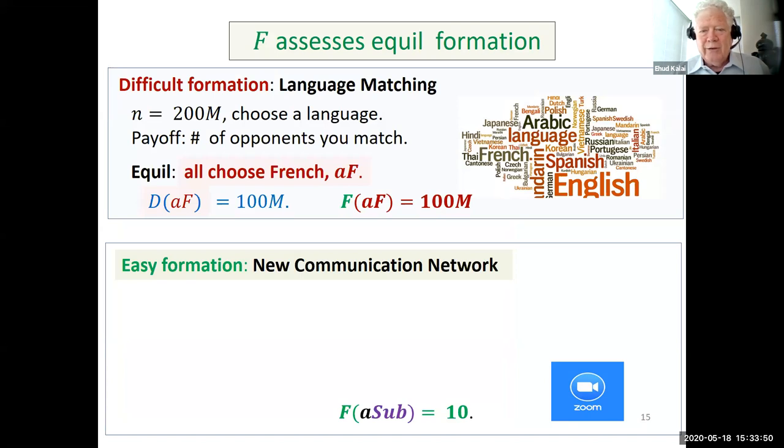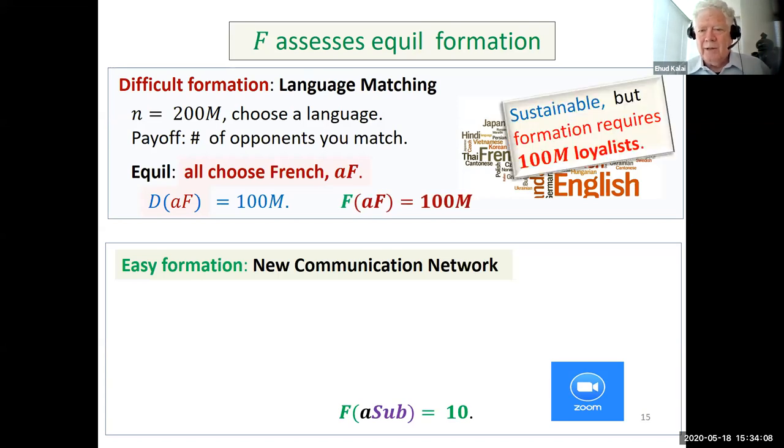But to make it a dominant strategy for me to choose French in the morning, I need to know that 100 million people chose French already. So the formation index is 100 million. And I would say that this is sustainable, but formation is difficult. It requires 100 million loyalists. So that's a hard to form equilibrium.